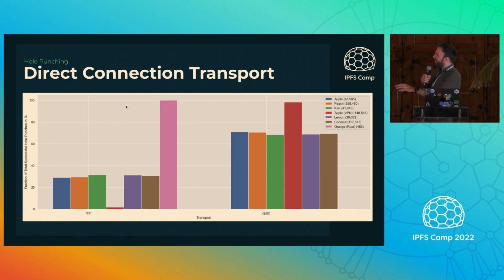On the TCP side, you can see that the client that's running on a VPN basically cannot hole punch over the TCP protocol. This is why the red bar is so low there and almost 100% on the QUIC side. And on the other hand, the Rust client has a 100% success rate on TCP in case there's a successful hole punch, and a 0% success rate on QUIC, which again is expected. QUIC is not implemented in Rust, so it cannot work.